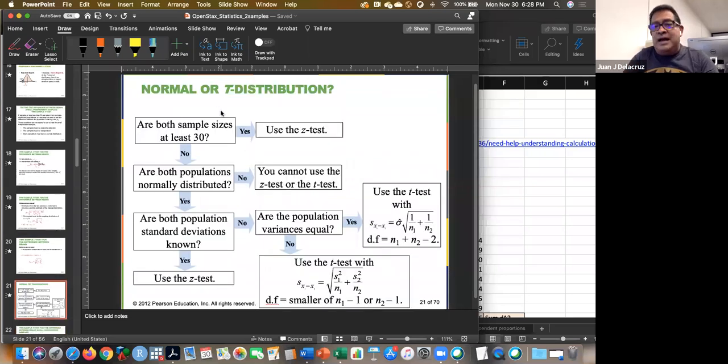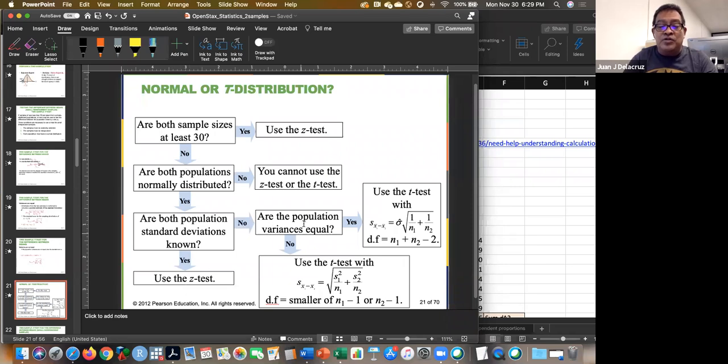In this case we have already discussed it before. Are both sample sizes at least 30? If the answer is yes, we have no problem, we use the Z-test. If the samples are less than 30, are both populations normally distributed? If the answer is yes, are both population standard deviations known? If they are, if I know the population standard deviation for a sample less than 30, I still can use the Z-test.